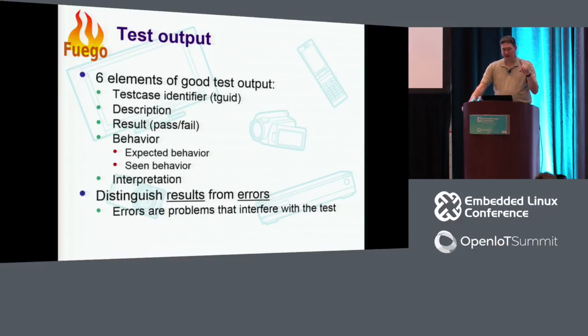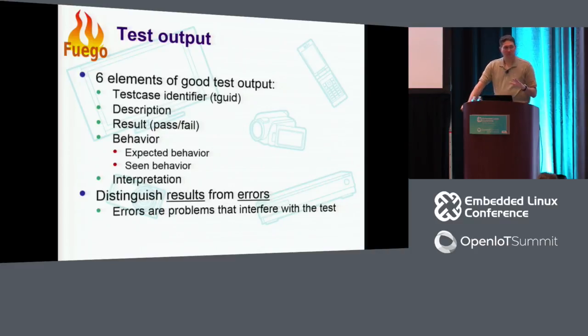The other thing is, it's important in your output to distinguish results from errors. If you've done testing before, you know that things can go wrong besides what you were testing for. If the network botches up in your test lab, everything will go red across the board. But that's not actually a failure, that's just an error. So that's the nomenclature: the result of a test is pass or fail. If something has gone horribly wrong that's unrelated to the test, that's an error. All of the test harnesses that I'm familiar with distinguish those, and that's really important.